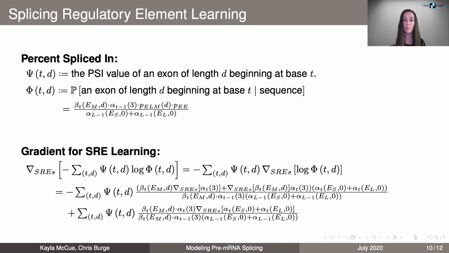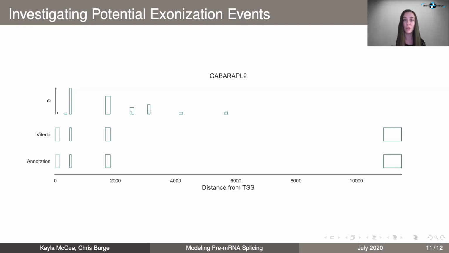At the same time, I'm also exploring another application of this model and of this phi expression in particular. As I can determine phi for any subsequence, not just known internal exons, it provides me a way to investigate potential exonization events. I've included here a plot for a particular gene in order to illustrate this further. In the bottom row here, you can see the annotated experimentally observed splicing pattern for the gene: a first exon, 2 internal exons, and then a last exon.